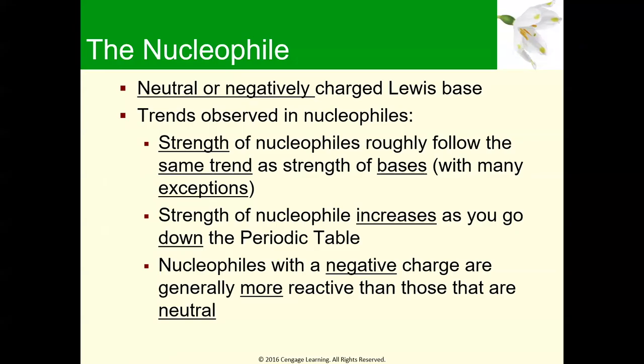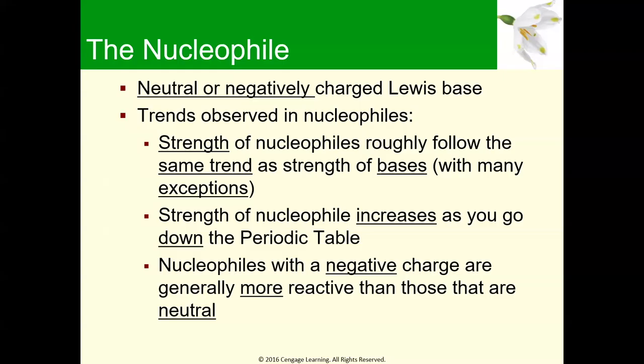And the trends that we see in the strength of the nucleophile follow along these lines. So first of all, the strength of the nucleophile roughly follows the same trend as the strength of bases, but there are a lot of exceptions to that. It's okay to apply that rule of thumb, but be ready for a lot of exceptions. And you'll see that in the chart that's coming up. There's a chart that'll be in the presentation, but it's not in your notes, but we'll talk a little bit about it. So stronger nucleophiles are typically stronger bases. Stronger bases are typically stronger nucleophiles, but there are some exceptions.